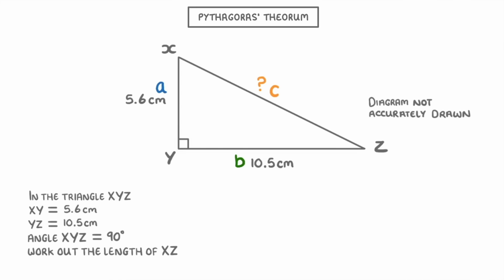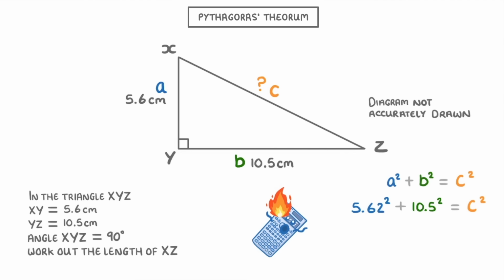So we write out our equation, a squared plus b squared equals c squared, and plug in the values. So 5.6 squared plus 10.5 squared equals c squared, which, if you put it into the calculator, simplifies to 141.61 equals c squared. And if we square root both sides, we find that c is equal to 11.9. And so the length of xz is 11.9 centimeters.